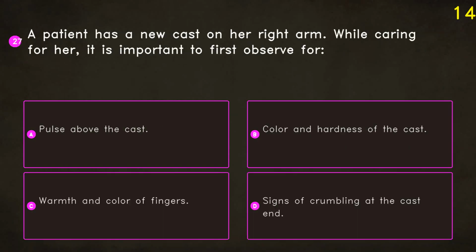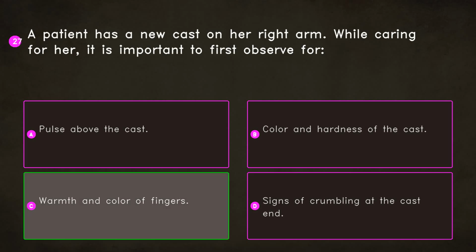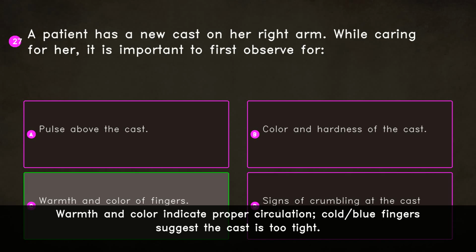Question 27. A patient has a new cast on her right arm. While caring for her, it is important to first observe A. Pulse above the cast. B. Color and hardness of the cast. C. Warmth and color of fingers. D. Signs of crumbling at the cast end. The correct answer is warmth and color of fingers. Warmth and color indicate proper circulation. Cold/blue fingers suggest the cast is too tight.